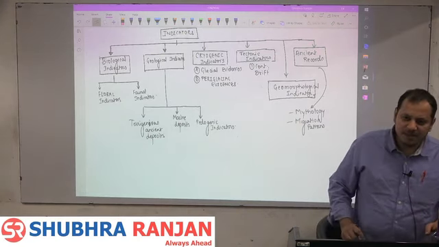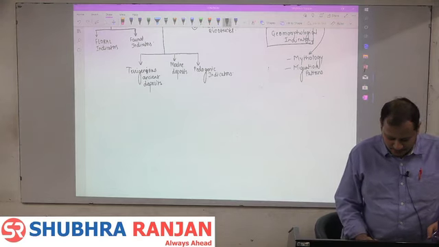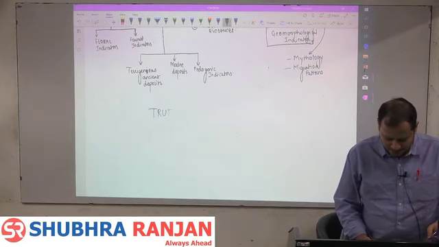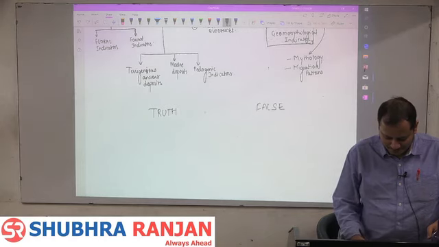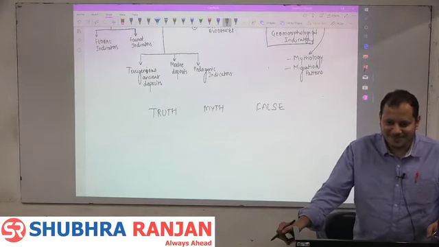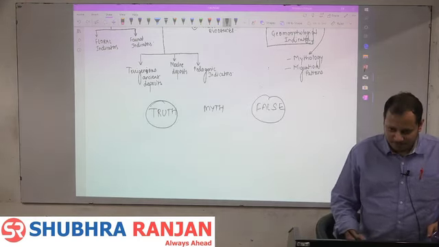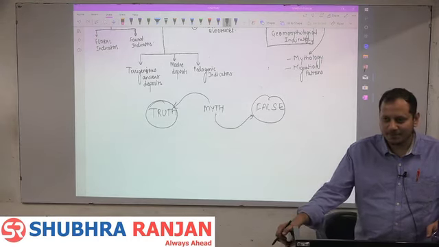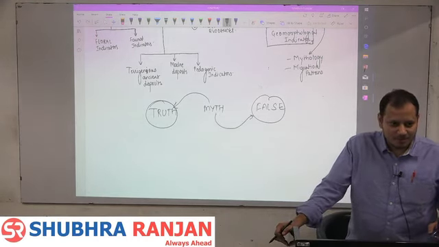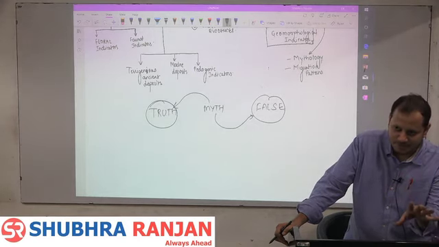Mythology comes from the word myth. What is the difference between truth, false, and myth? Truth is fact, proven. False is not proven. Myth is truth for some people, it is false for some people. Fine? It cannot be proven. But if it is truth for some people, it is false for some people, it is myth.